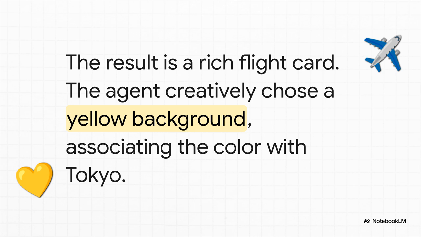The workflow did its job, routed the request, the agent searched the web for a flight, and then it used our widget to display all that info. And you can see it even followed our creative prompt. It chose a yellow background because it associated that color with Tokyo. I mean, how cool is that?